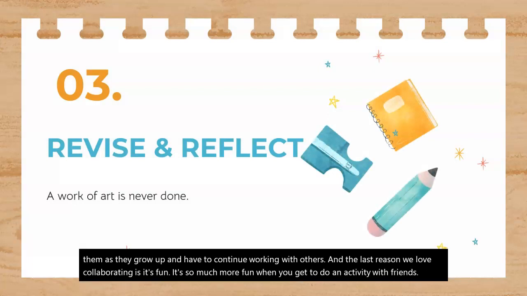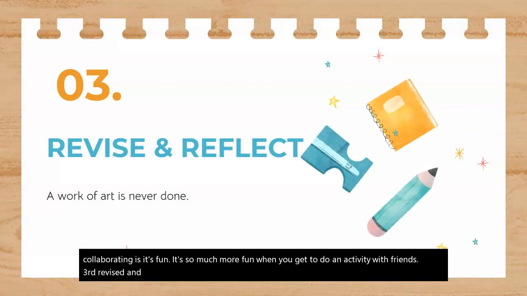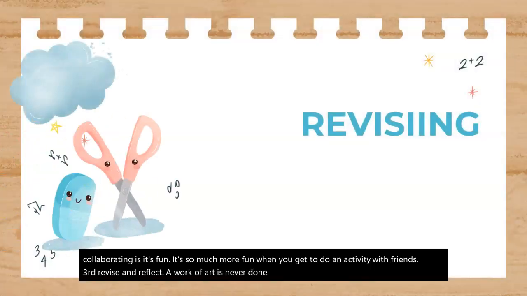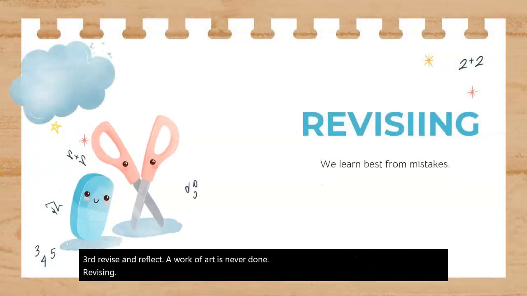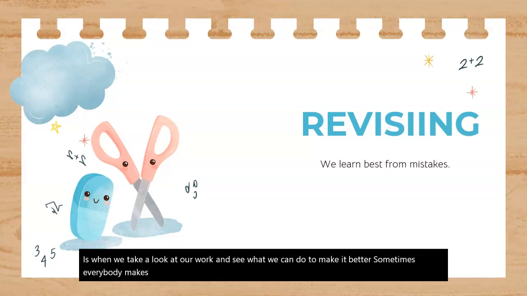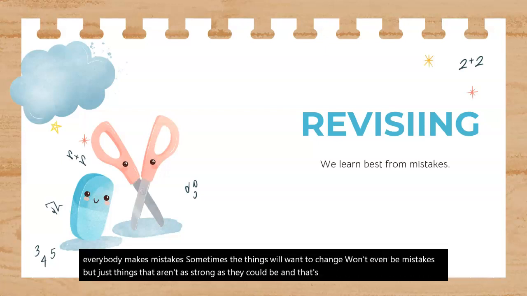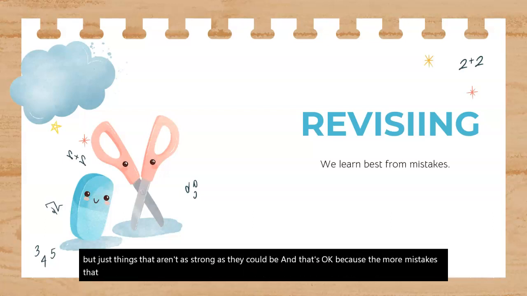Third, revise and reflect. A work of art is never done. Revising is when we take a look at our work and see what we can do to make it better. Sometimes everybody makes mistakes. Sometimes the things we'll want to change won't even be mistakes, but just things that aren't as strong as they could be. And that's okay, because the more mistakes we learn, the more our brains grow.